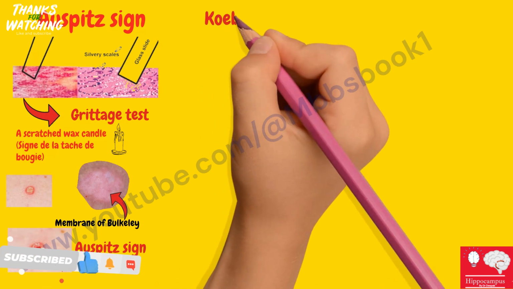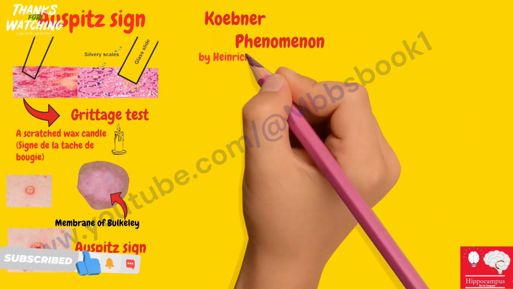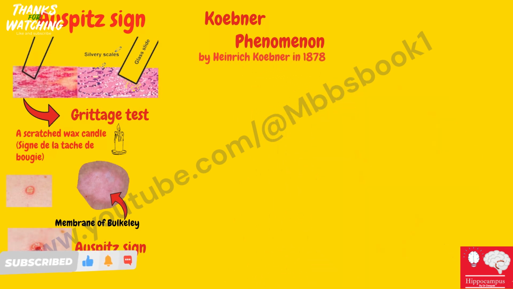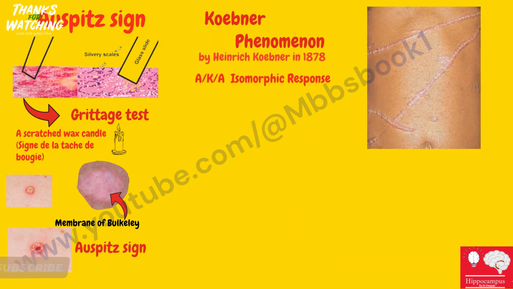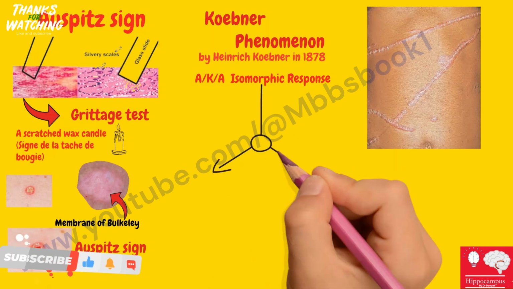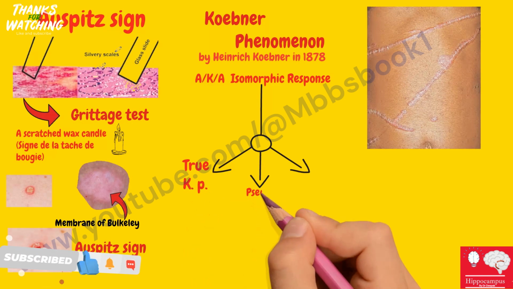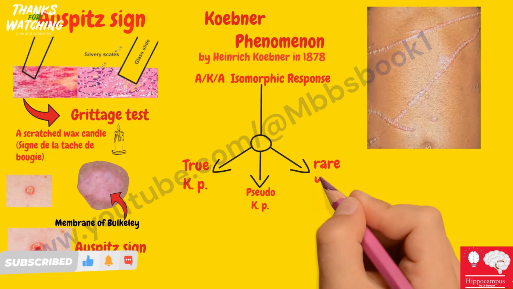Okay. The next important named phenomenon is called Koebner's phenomenon. Koebner's phenomenon was first described by Heinrich Koebner in 1878. Now, Koebner's phenomenon is also referred to as an isomorphic response, that means similar morphology. It is defined as appearance of morphologically similar lesions along the line of trauma in an uninvolved area of skin in a psoriatic patient. Koebner's phenomenon is further classified into three types. Number one is true Koebner's phenomenon, second is pseudo Koebner's phenomenon, and third is rare Koebner's phenomenon.